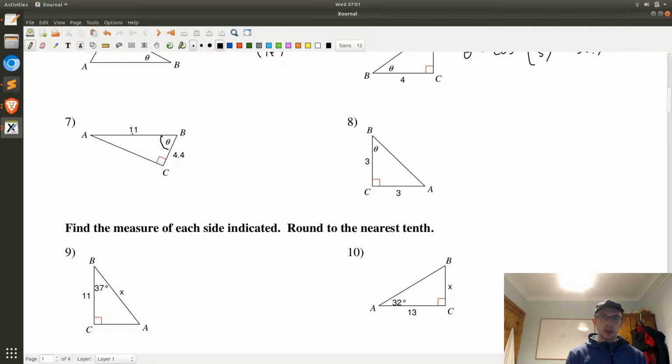Adjacent, hypotenuse, theta is arc cosine of 4.4 over 11, which is 66.4 degrees.